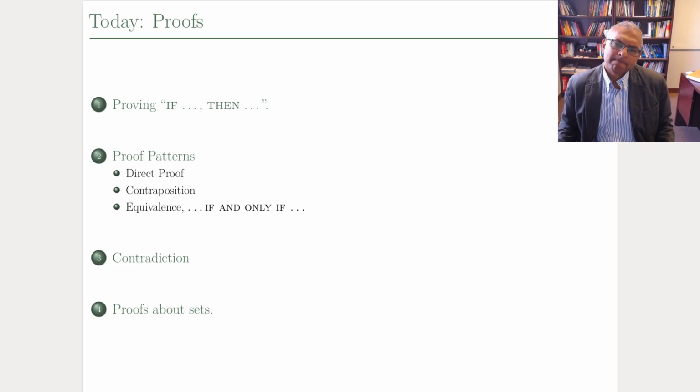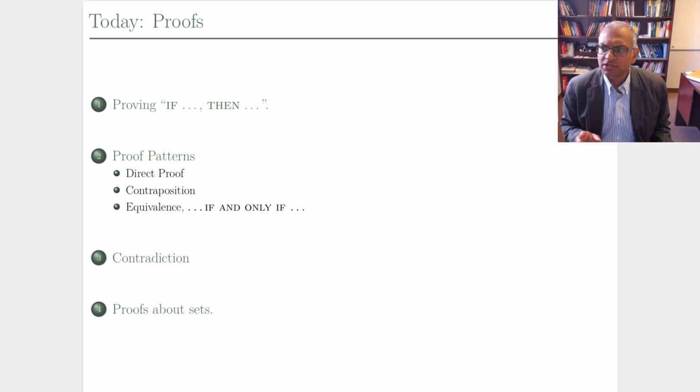And related to if-then is this notion of equivalence, and then we'll talk about another very, very deep proof technique. It's the proof technique we used to prove that the square root of 2 is irrational, and that's contradiction. We'll talk about proving things about sets, and we'll conclude with a template of when you're faced with a situation where you need to decide how to prove something, what kind of proof should you make.